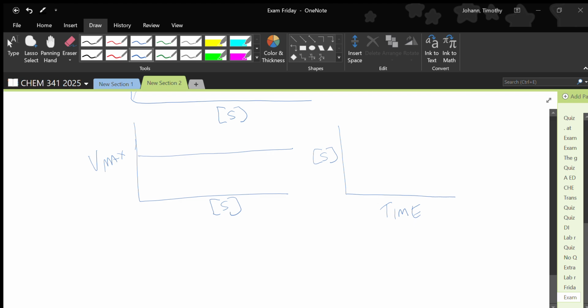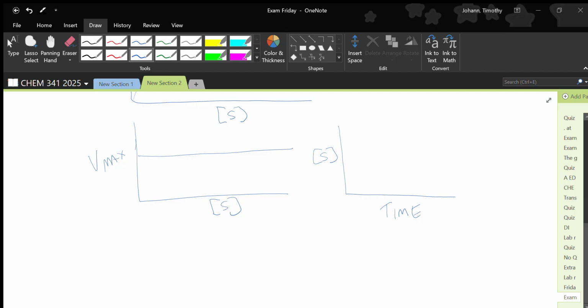So substrate versus time. We've got a reaction going on here. We start with a lot of substrate, and do we end up with a lot of substrate or a little substrate? When I have more substrate, does my reaction go faster or slower, or does it not matter? It goes faster, right? The more substrate.